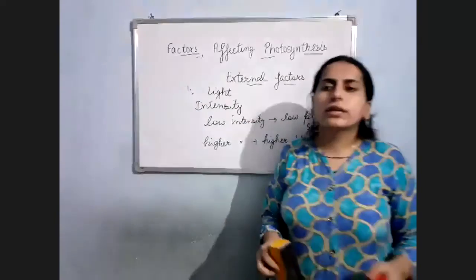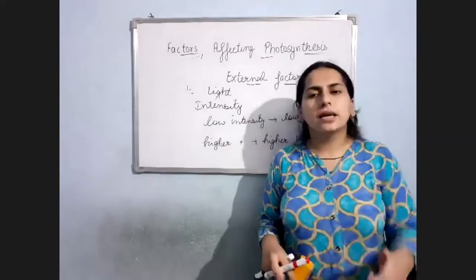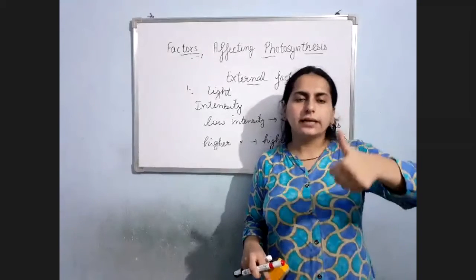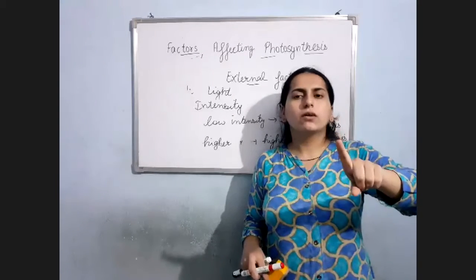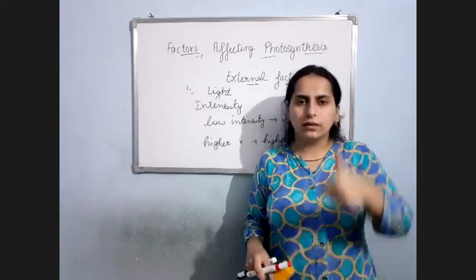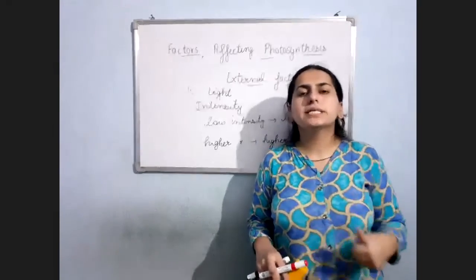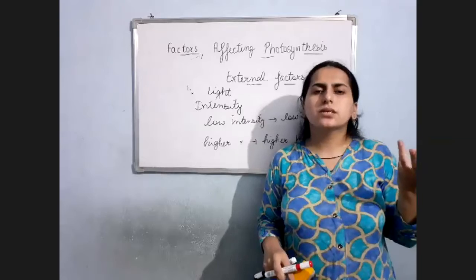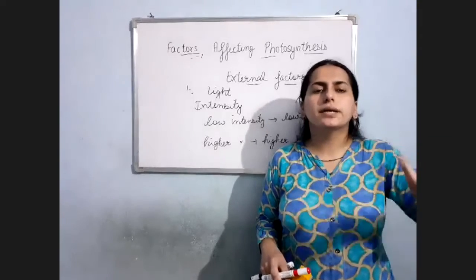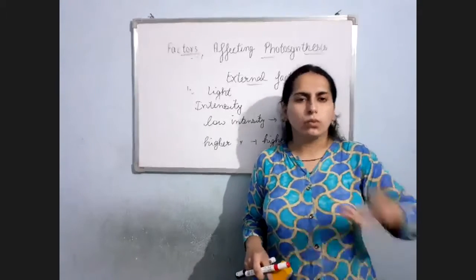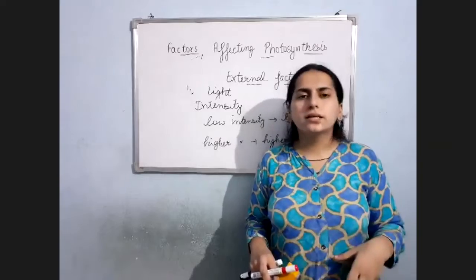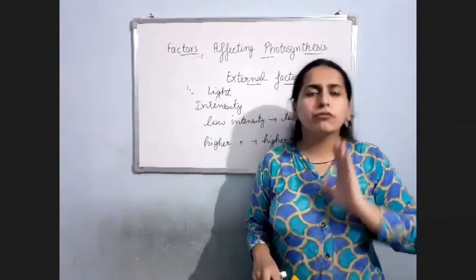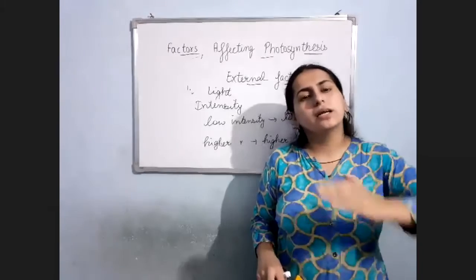So as you know, we were discussing the first factor, that is light. In light, I told you three things we have to study: intensity of light, quality of light, duration of light. So firstly, I was telling you intensity of light. As our assumption says, if the light will be more intense, the photosynthesis will be more. If the light will be less intense, the photosynthesis is less. Yes, this is true, but at a certain point.